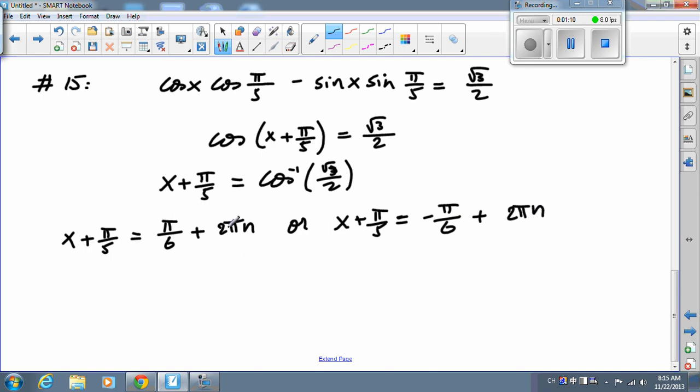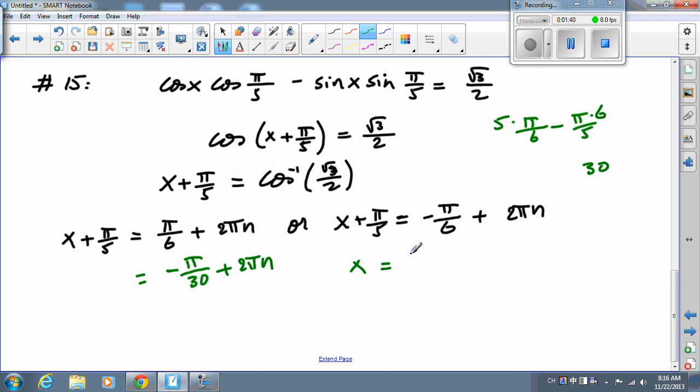Well, I will move the pi over 5 to this side, and if you want to know this, pi over 6 minus pi over 5, the common denominator is 30. You will multiply this by 6 and this by 5. That will be 5 pi minus 6 pi. So this here, if I subtract, I get negative pi over 30 plus 2 pi n. Compared to this, if I add, I would end up with x is equal to 11 pi over 30 plus 2 pi n. And that's my general solution.